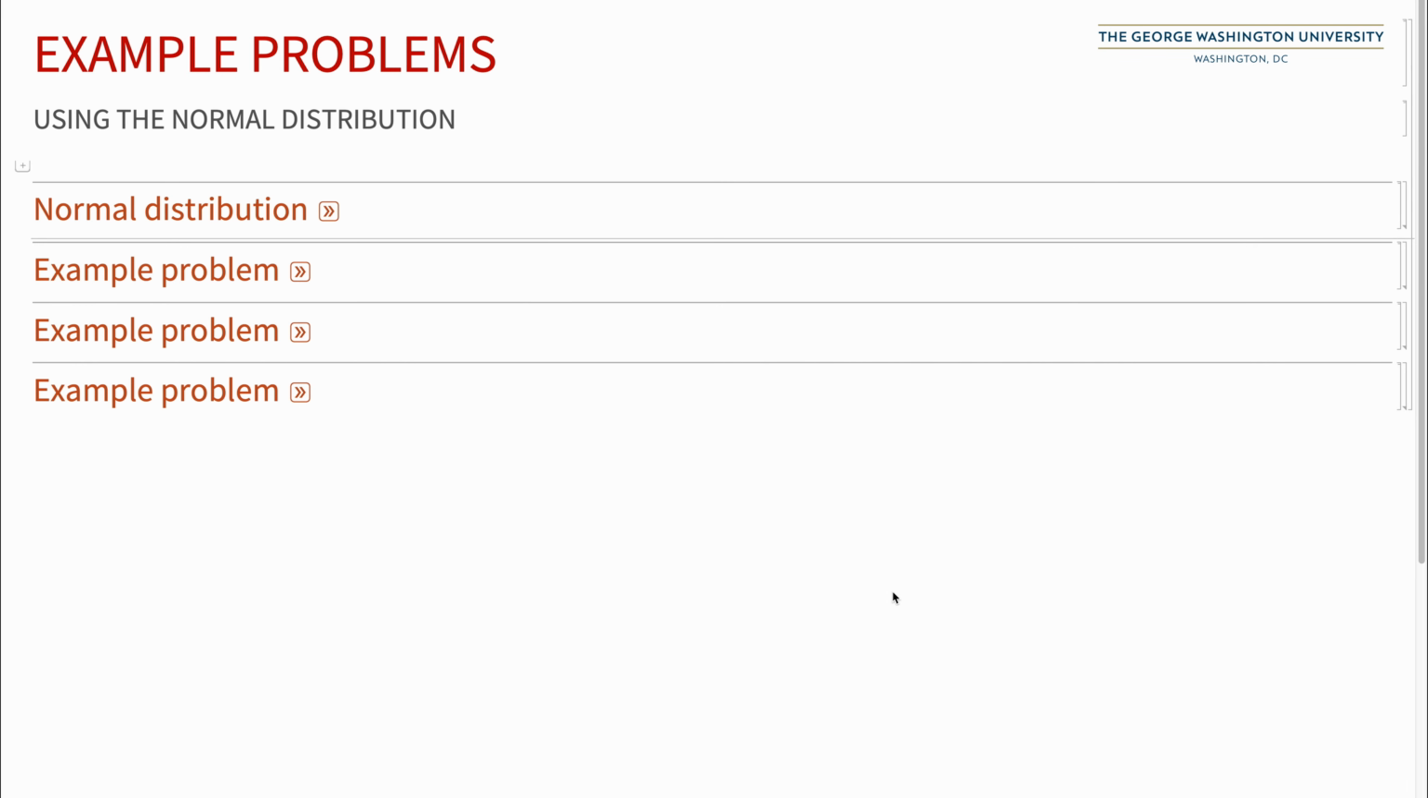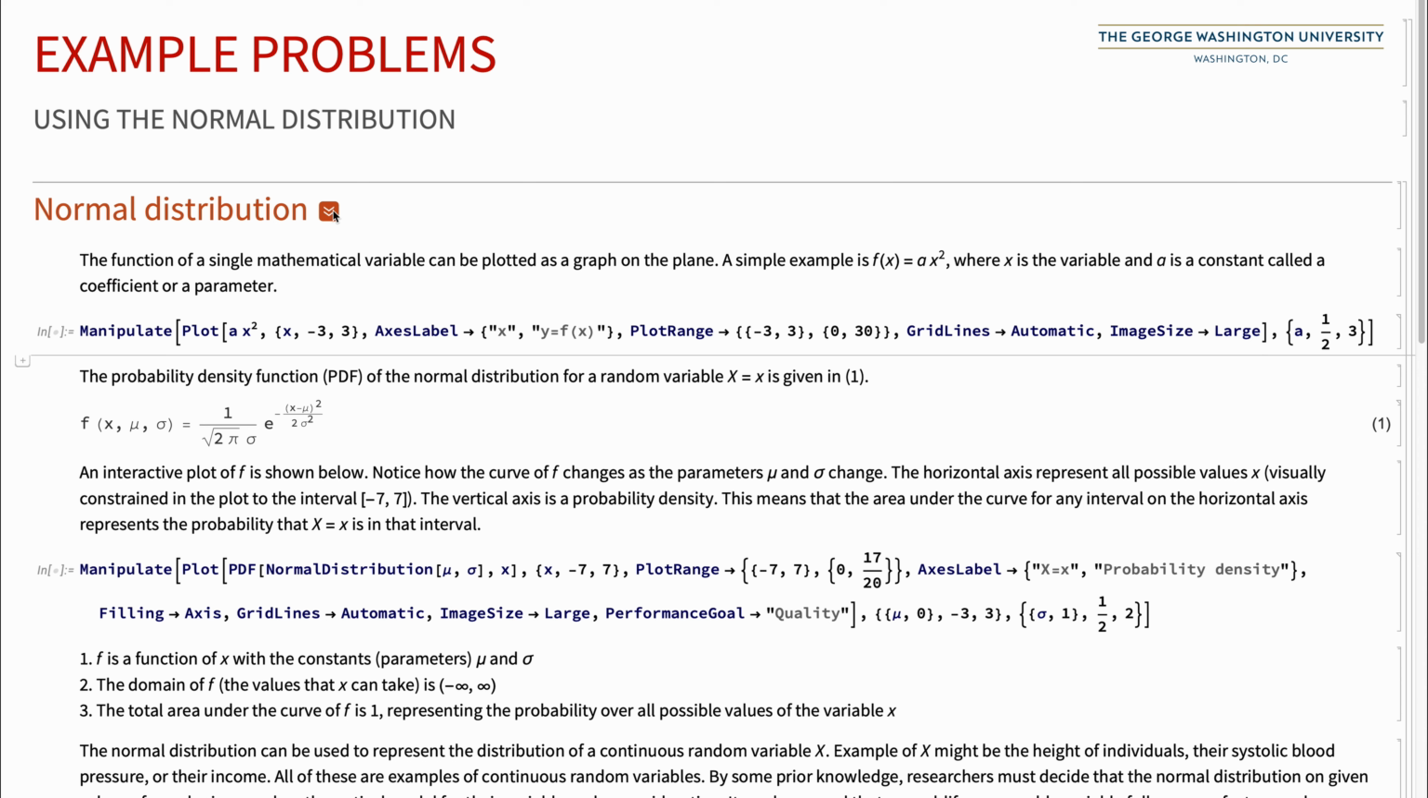Let's have a look at a couple of example problems where we're going to use the normal distribution. So let's just remind ourselves before we get going. You see that we've got 3 problems there. Let's remind ourselves what this is about.